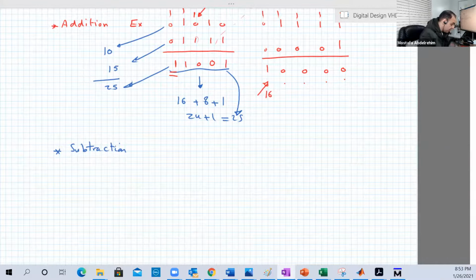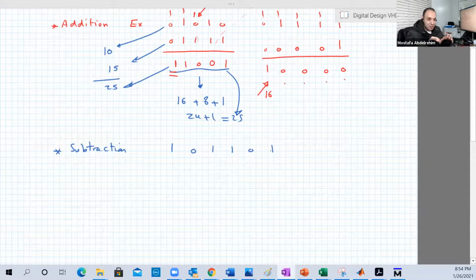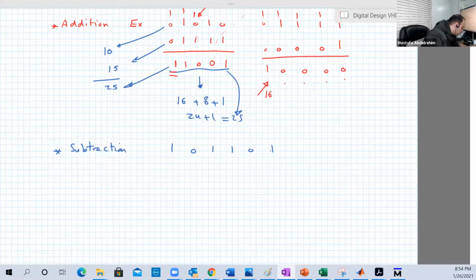Let's have another example. Let's subtract these numbers from each other. We have here 1, 0, 1, 1, 0, 1. I'm making a lot of space between the digits just to differentiate, because we deal with each corresponding digit. And we're going to subtract this one from that one. So we have 1, 1, 1, then 0, 0, and 1.